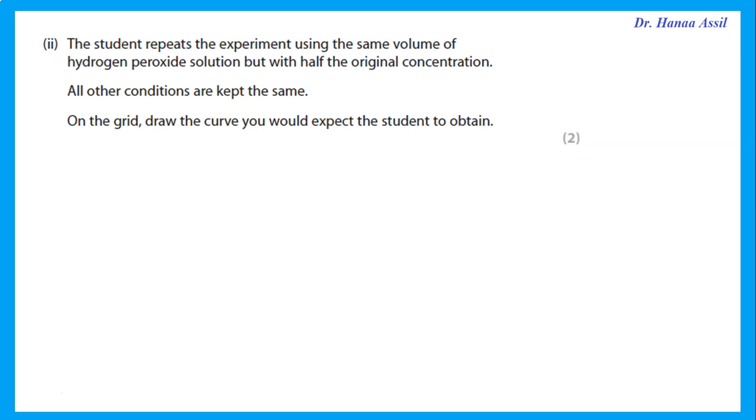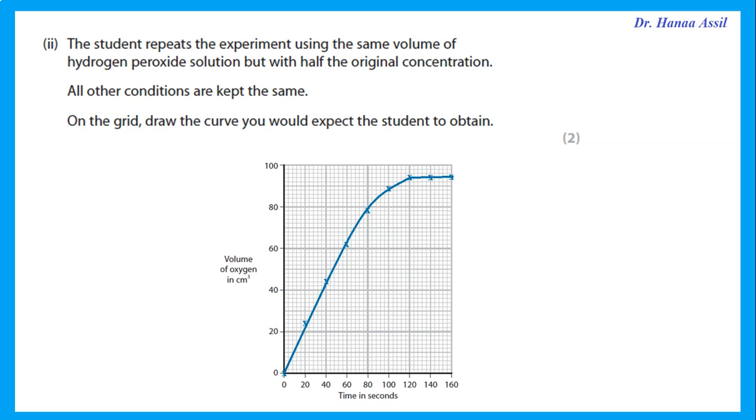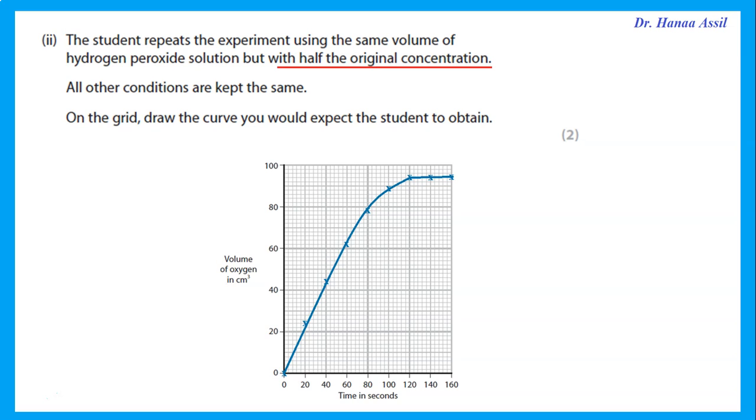The student repeats the experiment using the same volume of hydrogen peroxide but half the original concentration. All other conditions are kept the same. So if I have this graph and I say we're going to repeat this experiment using half the original concentration of hydrogen peroxide. Remember, the hydrogen peroxide is the reactant here. So if I use half of it, will it give the same volume of gas? Remember, using half of it will be, first of all, slower. Slower means it does not end up like the original one.